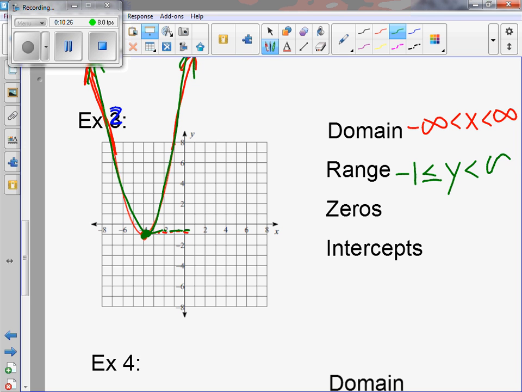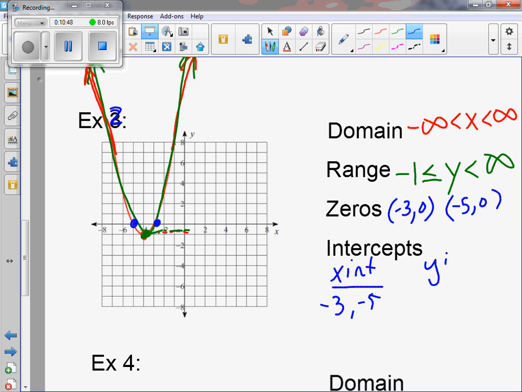Zeros. Just like two zeros here. I have -3 and -5. So -3, 0, and -5, 0. Intercepts, the x-intercepts are just the same. -3 and -5. The y-intercept, let's estimate. Go up, cross somewhere around there. Looks like that's 9, 10, 11. We'll say that's at 12. So y-intercept is at 0, 12.